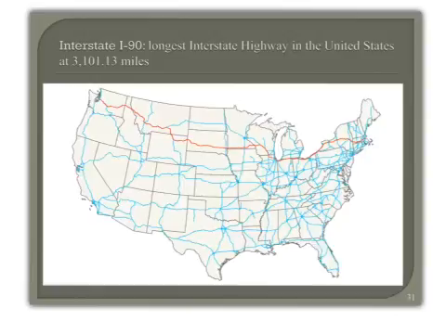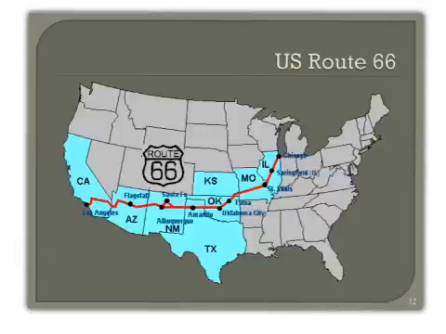So again, that interstate has about 3,100 miles, and it can be treated as one full network by itself. Another example here is US Route 66. As you can see, it really goes from Los Angeles, California, all the way to Chicago, Illinois, and it goes through several states. And again, this can be treated as one network by itself.